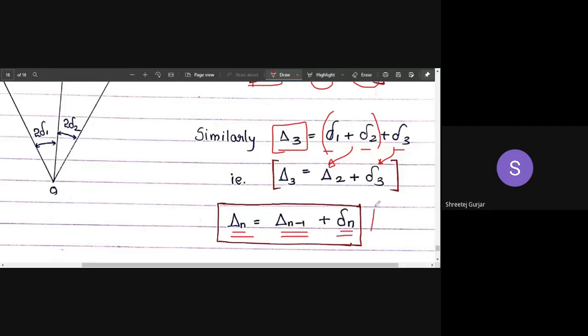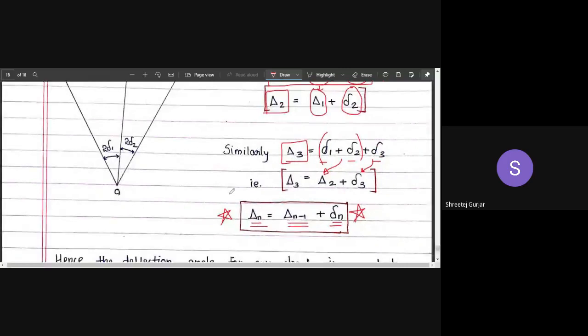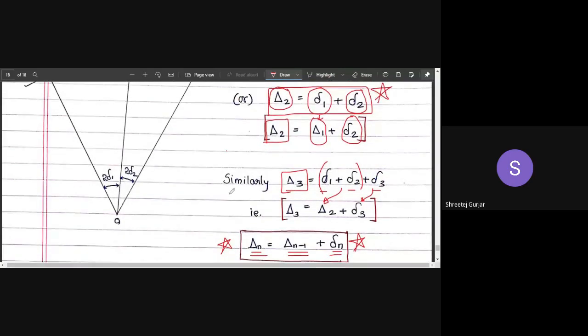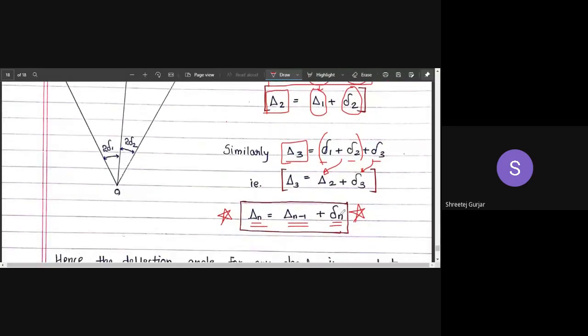So this is the generalized formula which you have to remember for calculation using Rankine's method. If you want to use Rankine's method, you can use this particular general formula. What is this delta? Delta, we know, is nothing but 1718.9 into C by R.